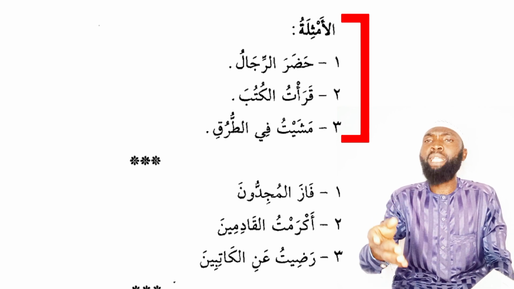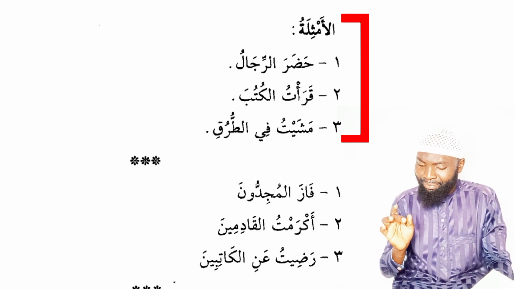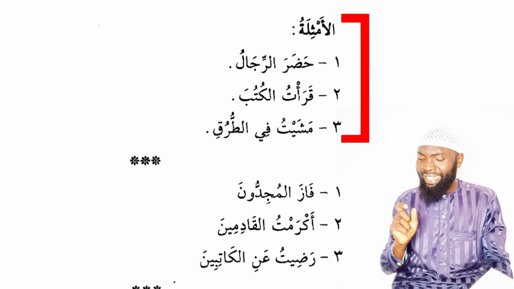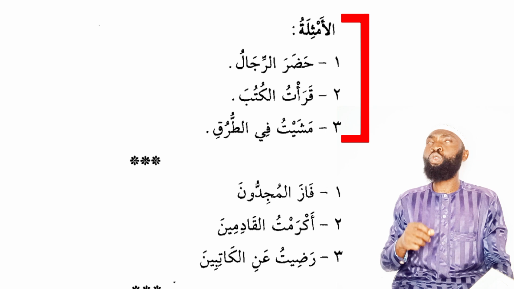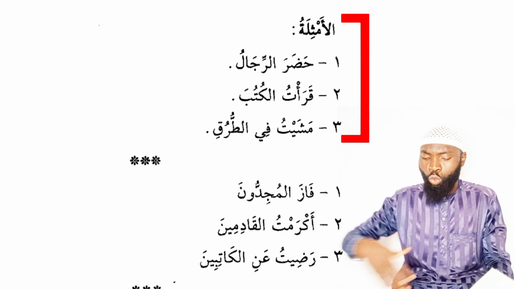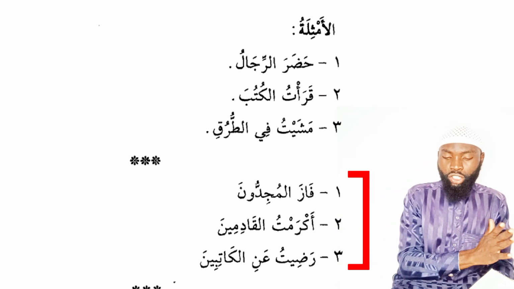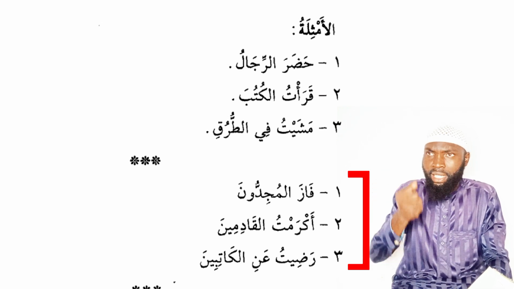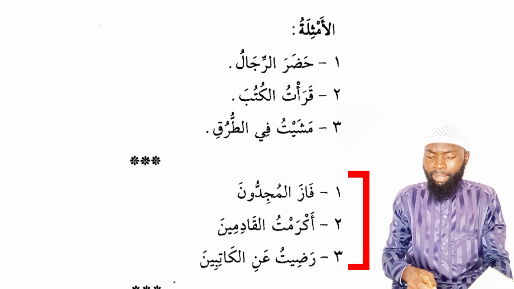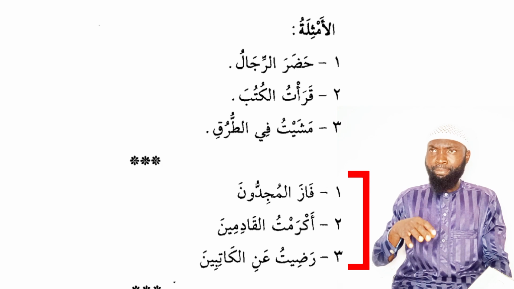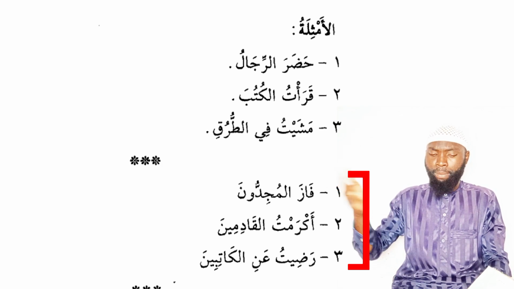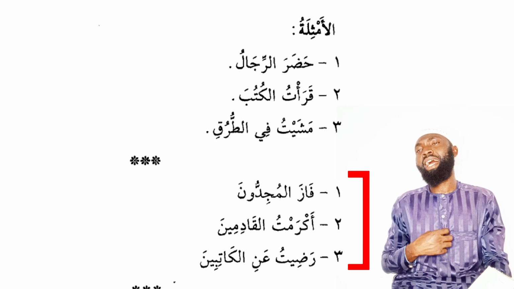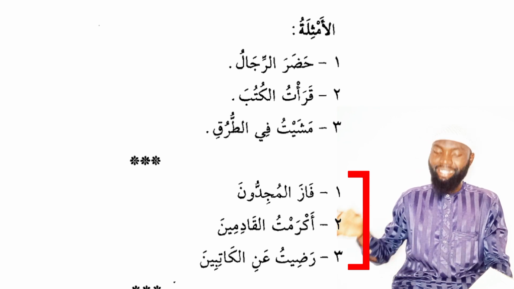Hadara al-rijalu, the men attended. Number 2, qara'tul kutuba, I read the books. Number 3, mashaytu fi turuqi, I walked in the roads. The second section says fazal mujidduna, the strivers, the serious ones, they passed, they succeeded. Number 2, akramtul qadimina, I honored the comers. Number 3, raditu anil katibina, I'm pleased with the writers.